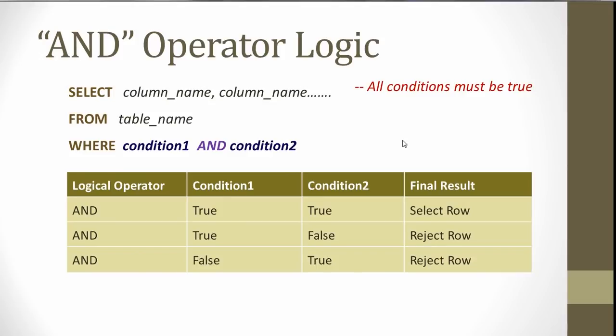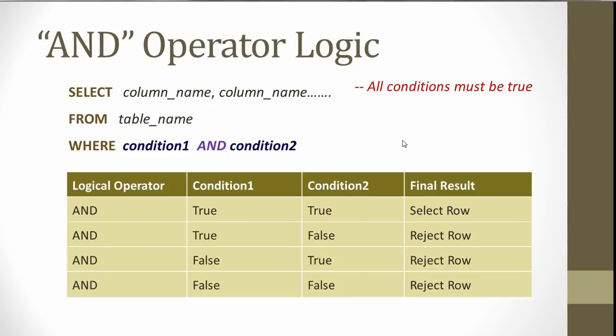If condition 1 is false and condition 2 is true, then too we reject the row. And lastly, if both conditions are false, again we reject the row. We don't select that information. I mean, this is how the query works. So only in one case where both conditions are true, the row is selected. In all the other cases, the rows are rejected. That's how the AND operator works.